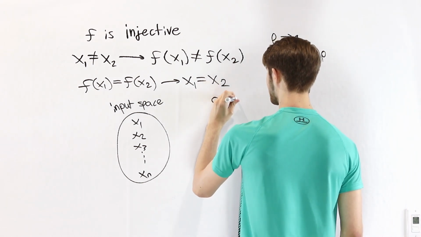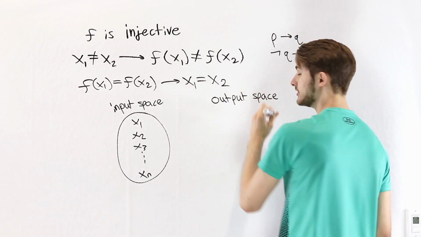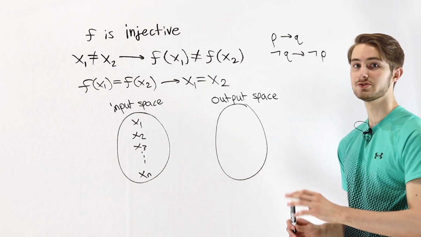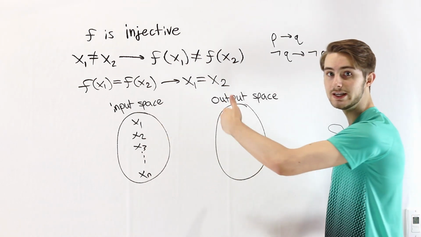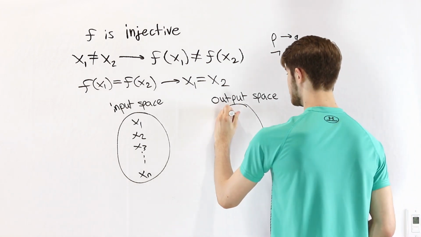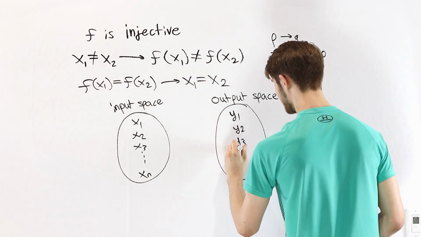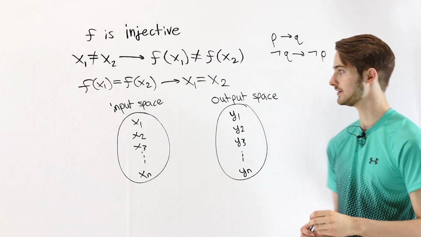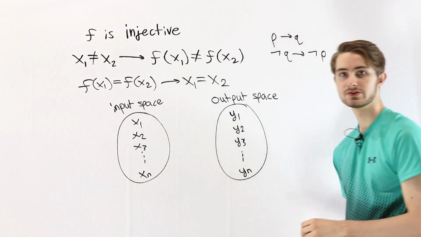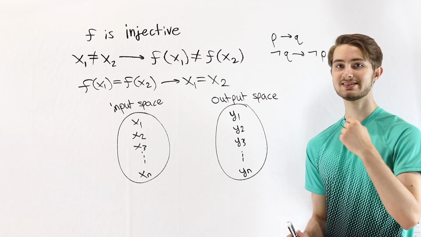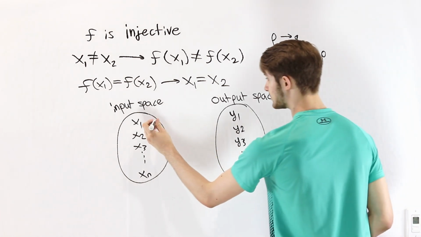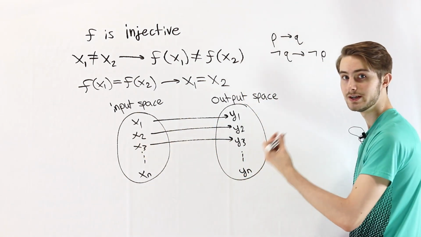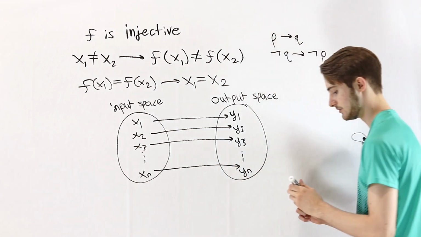Over here, we have the output space, which is also called the codomain of our function. So this output space contains all of the values that we could get if we input something into the function. So this could be y1, y2, y3, all the way down to yn. When we have an injective function, for all of these n inputs in our input space, each of them must have a different output. For example, x1 might be mapped to y1, x2 mapped to y2, x3 mapped to y3, and so on until xn is mapped to yn.